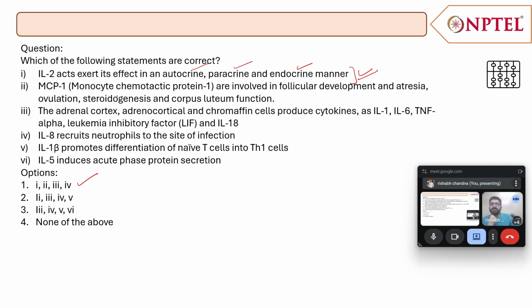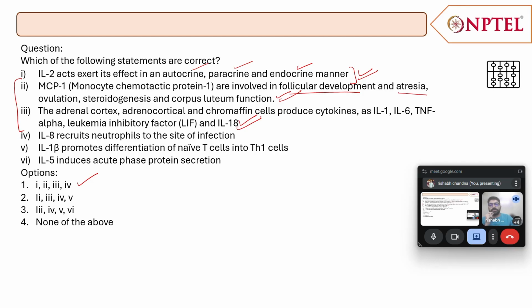Okay, MCP1, that is monocyte chemotactic protein 1, is involved in follicular development, atresia, ovulation, steroidogenesis, and corpus luteum function. So yes, this is also correct. The adrenal cortex, adrenocortical chromaffin cells produce cytokines such as IL-1, 6, TNF alpha, leukemia inhibitory factor, and IL-18. Yes, this is also correct. These two are the main examples that the cytokines can do non-immune functions also.